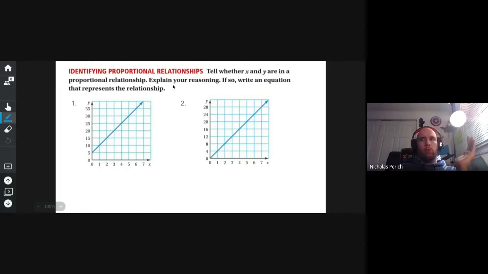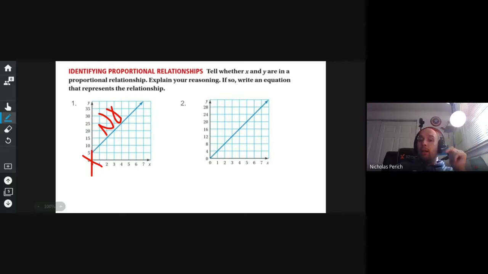You can either unmute yourself or put it in the chat. What's that? Somebody said no. Somebody said no because it doesn't go through the center. You would be absolutely correct. This is a no because it doesn't go through the center.